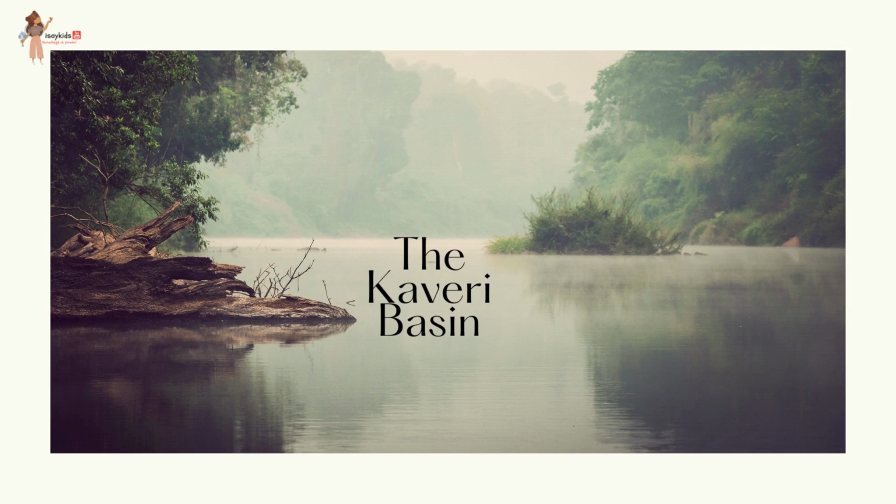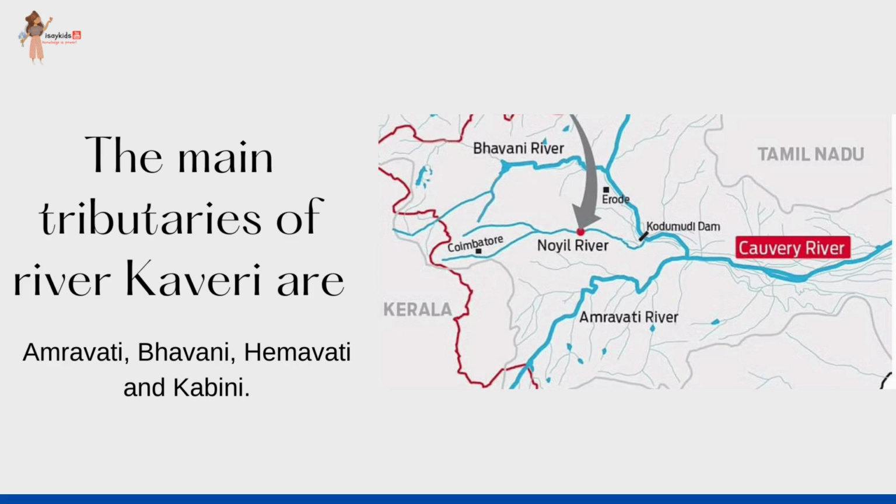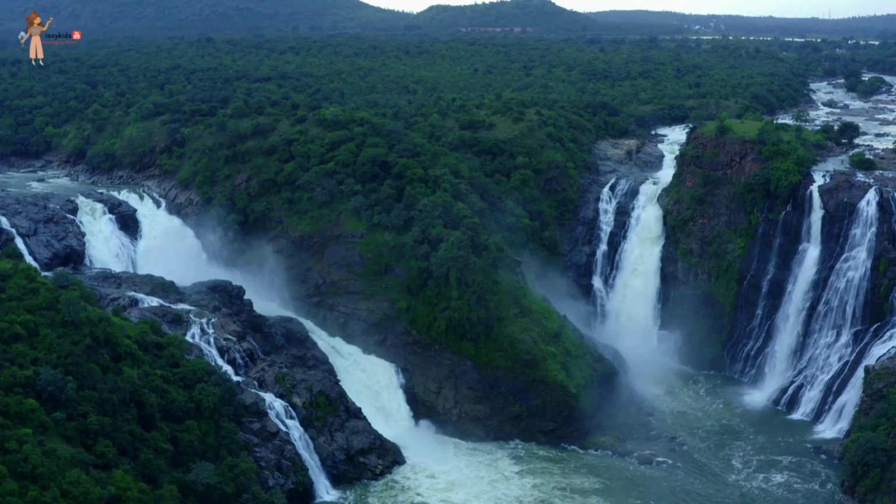The Kaveri Basin. The Kaveri rises in the Brahmagiri range of Western Ghats and it reaches the Bay of Bengal in south of Cuddalore in Tamil Nadu. The total length of the river is about 760 kilometers. Its main tributaries are Amravati, Bhavani, Hemavati, and Kabini. Its basin drains parts of Karnataka, Kerala, and Tamil Nadu.